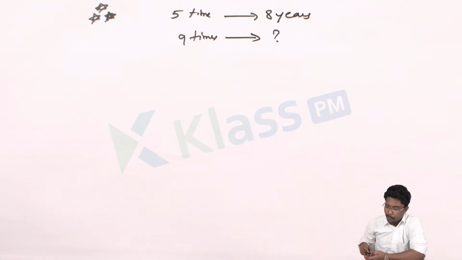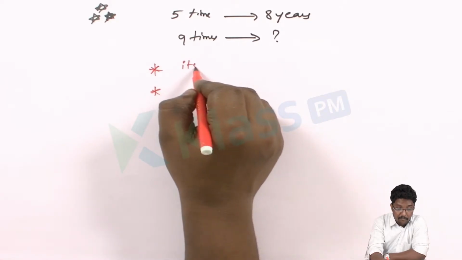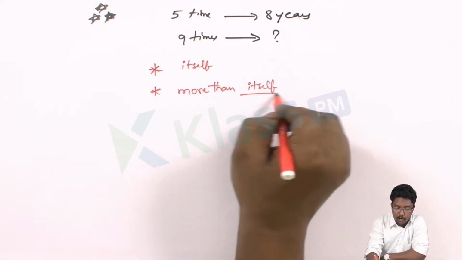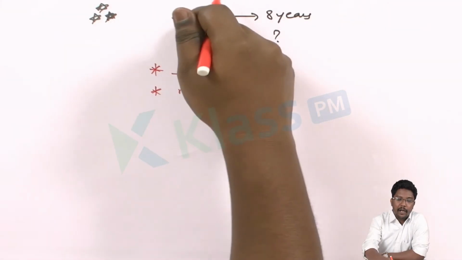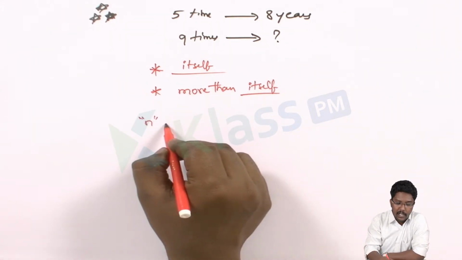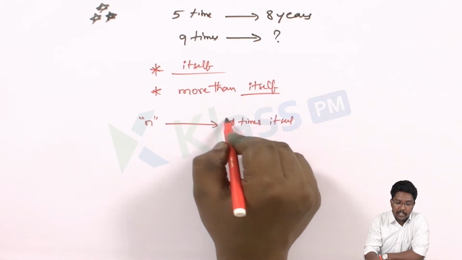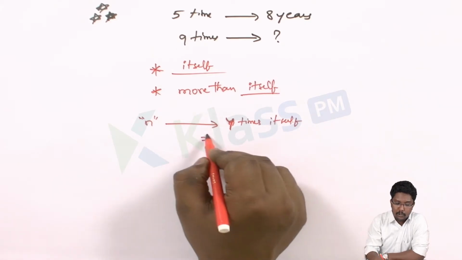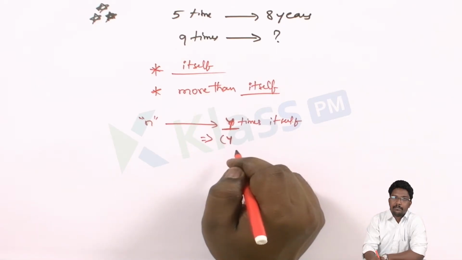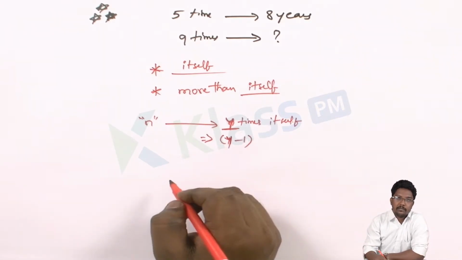In this type of problems, 2 points we have to remember: only itself and more than itself. These two are the key points. Itself: 5 times itself means, let's say I bought an amount from a person. It becomes n times itself, or y times itself, means the total amount I have to pay is y times, okay? But what is the change? How much it is increasing means y minus 1 times, okay?